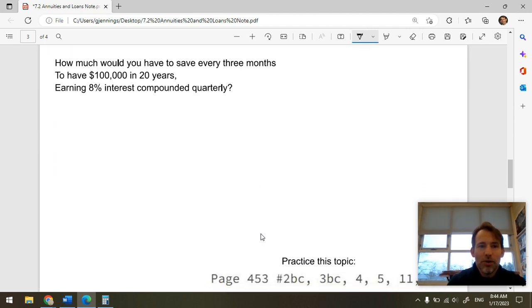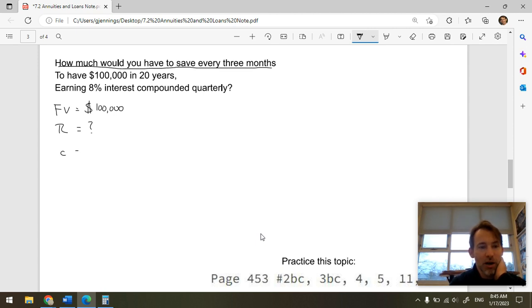Now we can also answer questions like this. How much would you have to save every 3 months to have $100,000 in 20 years, earning 8% interest compounded quarterly? Again, my first step is always going to be to make a little chart. Future value is actually known. I know I want to have $100,000. My regular payment is my unknown. How much would you have to save every 3 months?